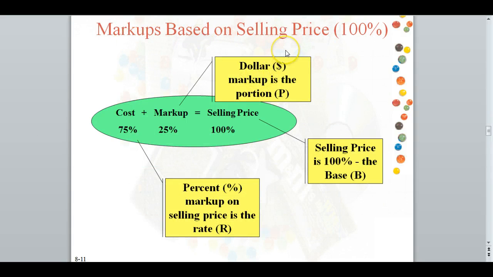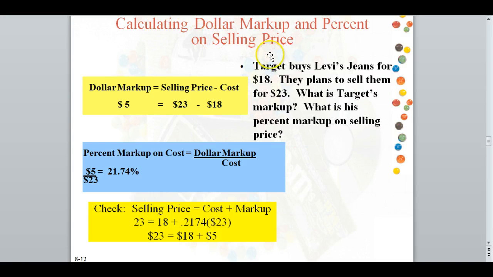So markups based on selling price. So we were just doing markups based on our cost, right? When we were multiplying our markup times our cost price, whether we knew it or not. So now we're going to be talking about markups based on our selling price, or what we sell them for to customers. Same formula, right? Selling price equals cost plus markup. So calculating a dollar markup and percent based on our selling price.